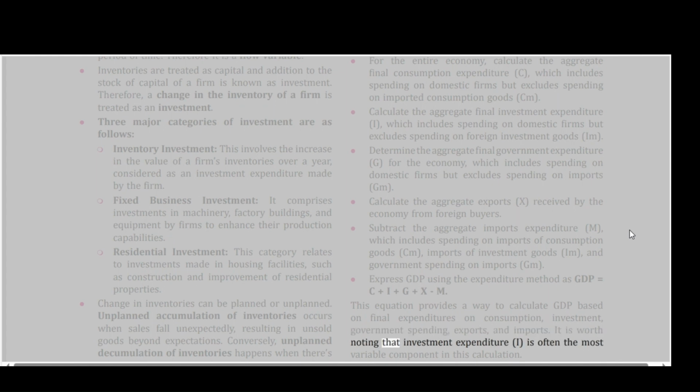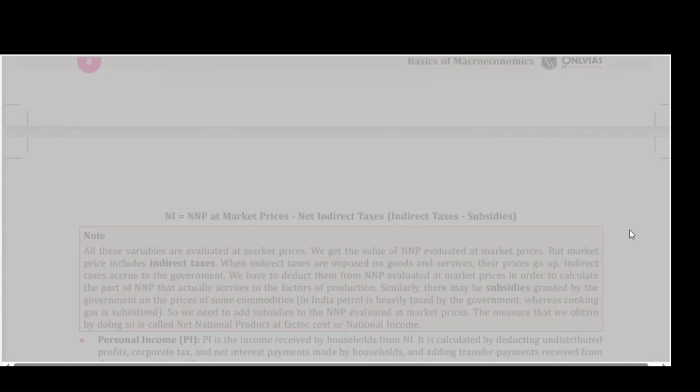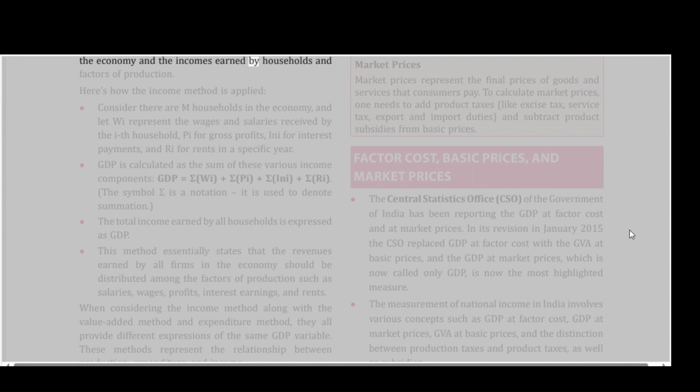It is worth noting that investment expenditure, I, is often the most variable component in this calculation. Income method. The income method of calculating GDP focuses on the incomes received by all the factors of production, such as labor, capital, entrepreneurship, and land. It establishes a relationship between the sum of final expenditures in the economy and the incomes earned by households in factors of production.